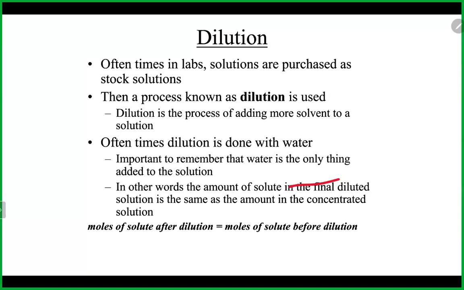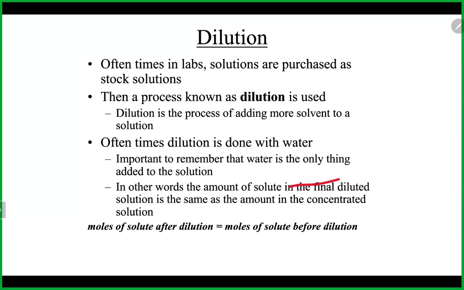Now, the one thing that doesn't change is how much solute you have in that solution. The moles of the solute, which is really, by the way, when you look at a solution, the solute is the stuff that's reacting. So you have a 4.5 molar sodium chloride solution. That 4.5 moles per liter of sodium chloride is what's really doing the reaction. So the moles of the solute before and after dilution stays the same.